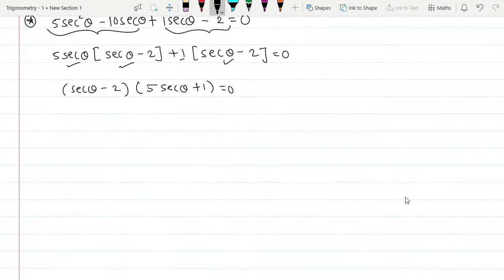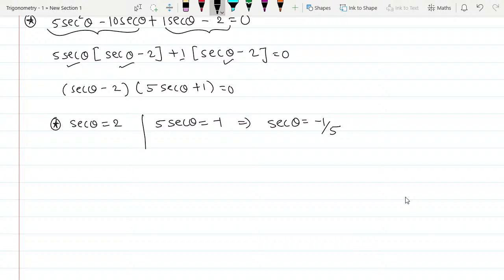So product of two terms is 0. So I can say sec theta minus 2 is equals to 0, or I can say 5 sec theta plus 1 is equals to 0, implies sec theta is equals to minus 1 by 5. Now tell me, what do you think, which one is invalid? Either this is invalid or this is invalid.